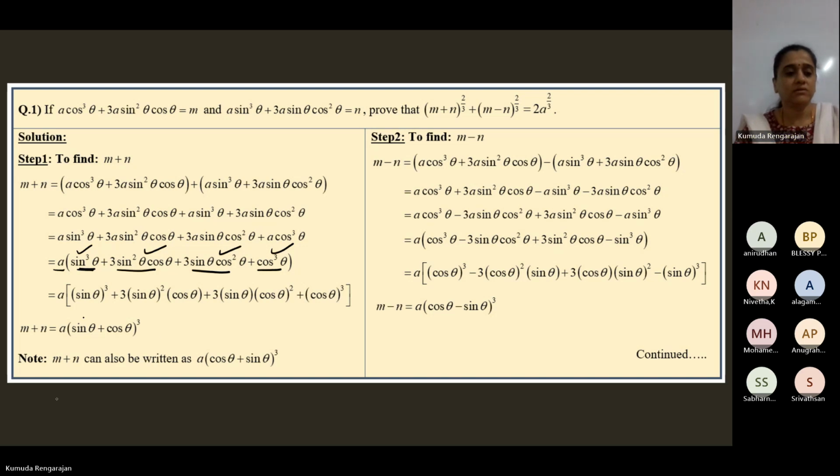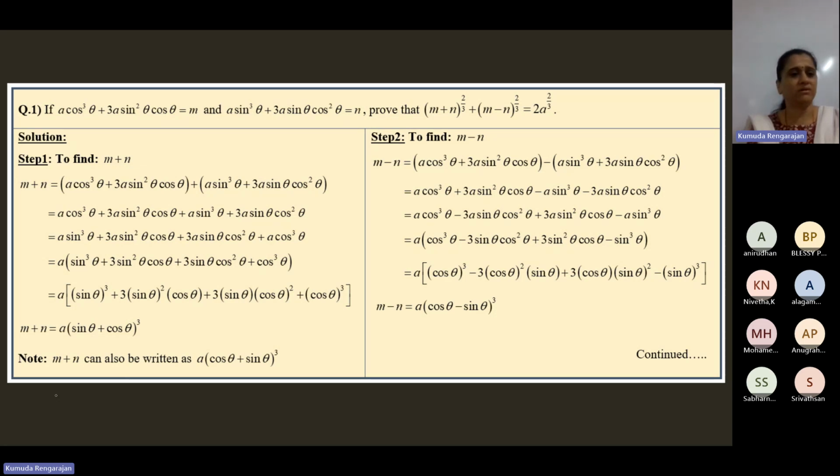All right. So the next step, you just present it in that format: a the whole cube, b the whole cube, 3 into a square into b plus 3 into a into b square. Just present it in that format. So now, this is nothing but a outside, which is common, in the bracket, a plus b the whole cube. So sine theta plus cos theta the whole cube.